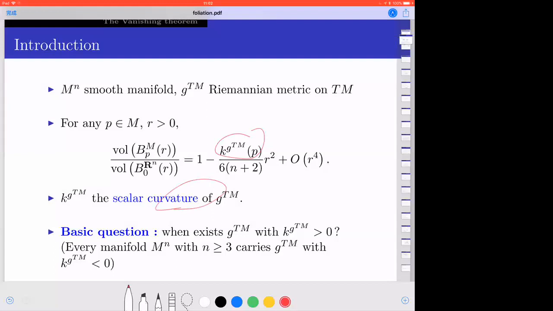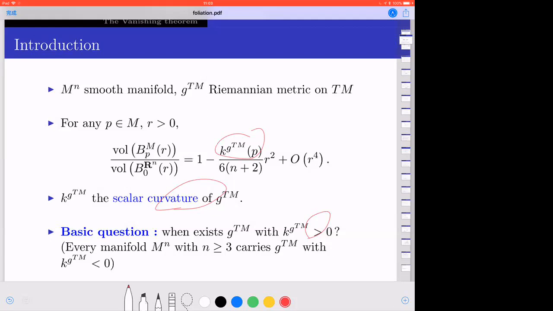So one of the basic questions in Riemannian geometry is, given a manifold, whether there exists a metric with positive scalar curvature. This is why we're interested in the positivity of the scalar curvature, because on every manifold M of dimension larger than or equal to 3, there always exists a metric of negative scalar curvature. This is a classical result of Kazdan-Warner. On the other hand, there are obstructions to the existence of metrics of positive scalar curvature.